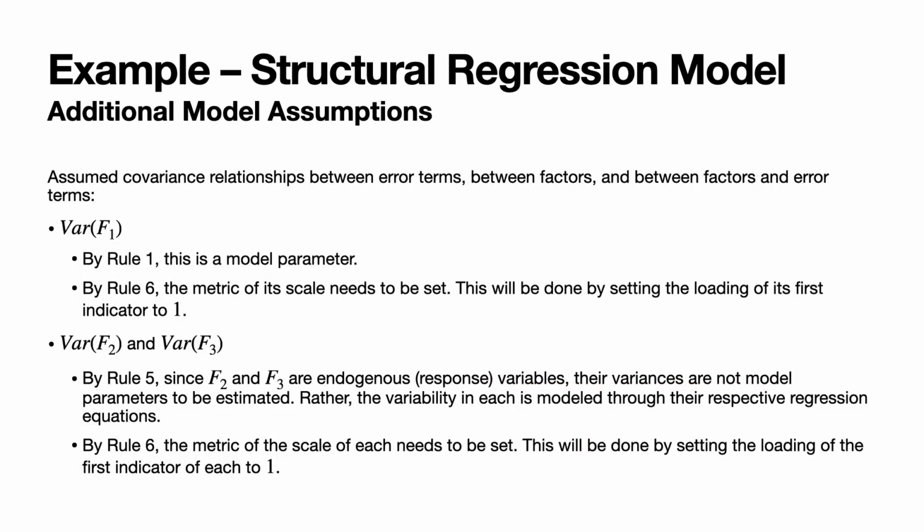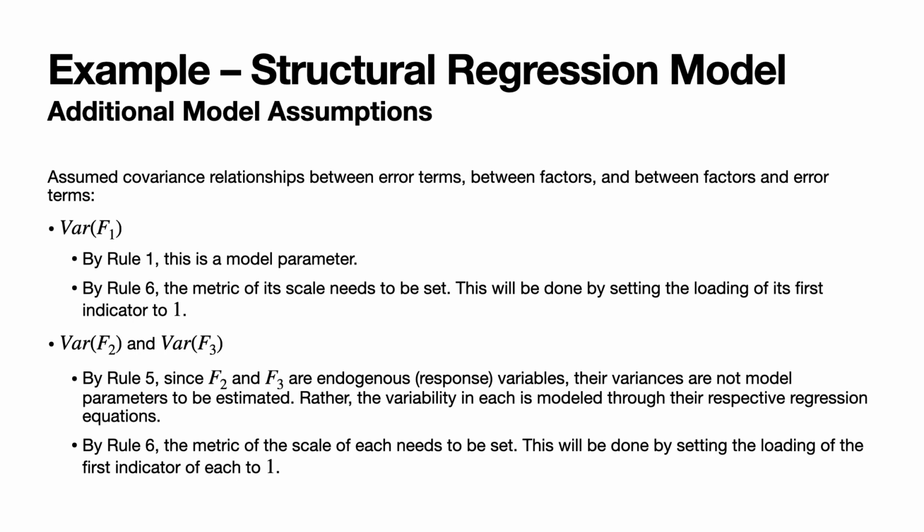Now regarding the variance of factor 1, by Rule 1, it is a model parameter, and so it either needs to be estimated or to be set to a particular value. In this model, we're going to estimate its value. By Rule 6, the metric of its scale needs to be set, and this is going to be done by setting the loading of its first indicator equal to 1.